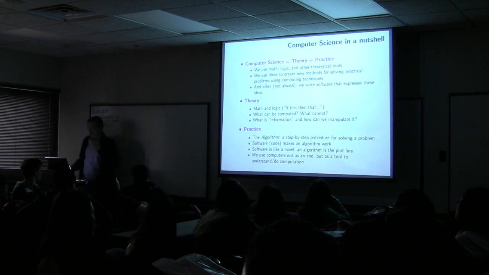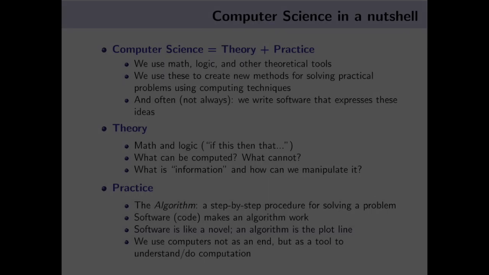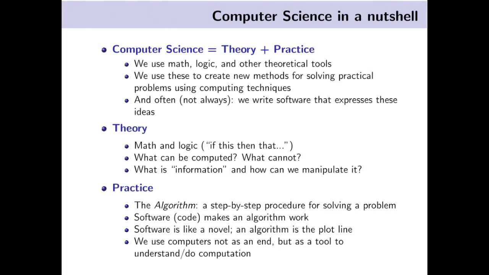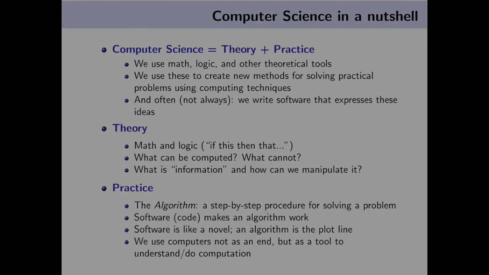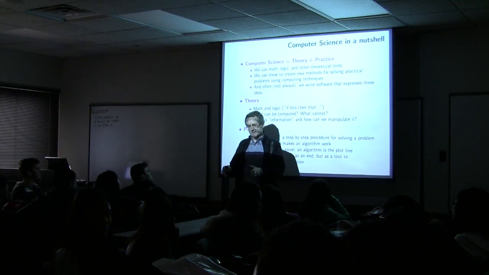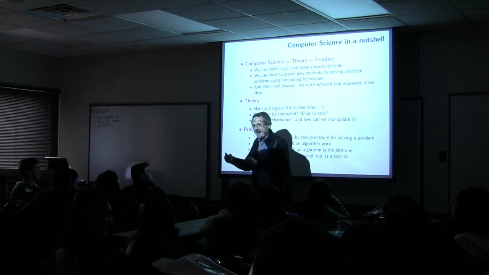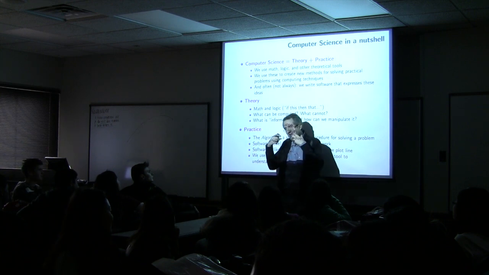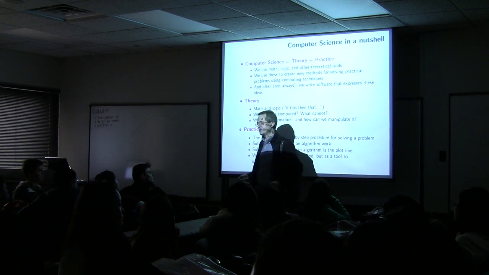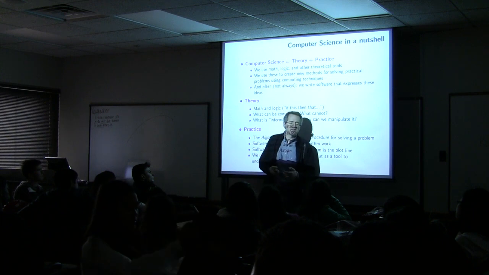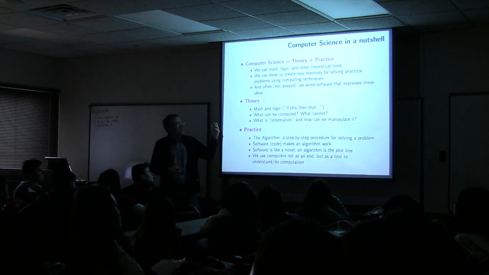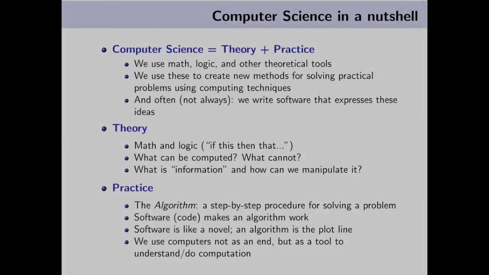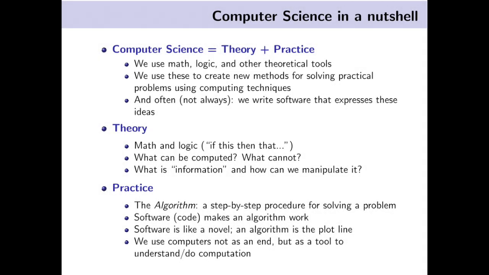And so we use math and logic to create these ideas, to create these new methods, and sometimes we write software that expresses those ideas. So for me, software is sort of like a typewriter, if you know what that is, or a paragraph, or a sentence is to an English major. They have ideas, they want to express them, they express them in written prose. Well, we express our ideas in software. The kind of logic we use is the logic of discrete objects. If this, then that. What can be computed and what can't? What is information? How do we manipulate it?